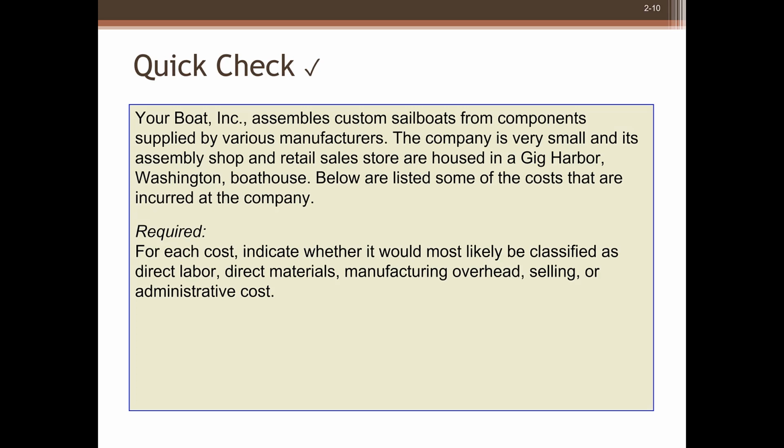Let's take a look at the example. Your Boat Corporation assembles custom sailboats from components supplied by various manufacturers. The company is very small, and its assembly shop and retail sales store are housed in the Gig Harbor, Washington boathouse. Below are listed some of the costs which are incurred at the company. Required: for each cost, indicate whether it will most likely be classified as direct labor, direct materials, manufacturing overhead, selling, or administrative cost.